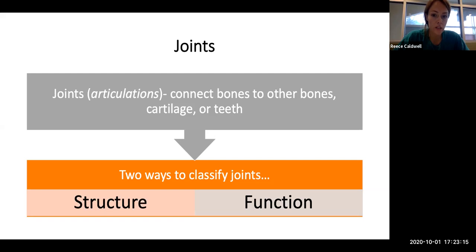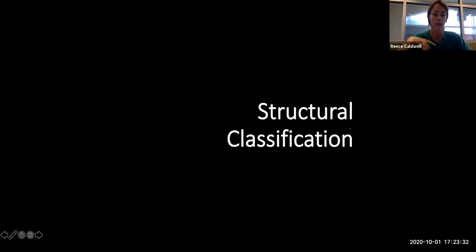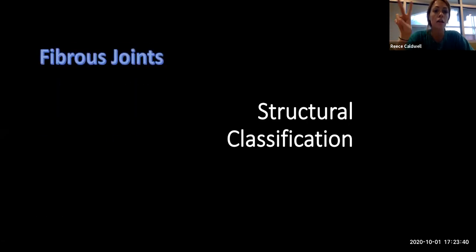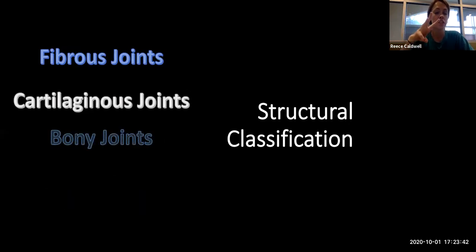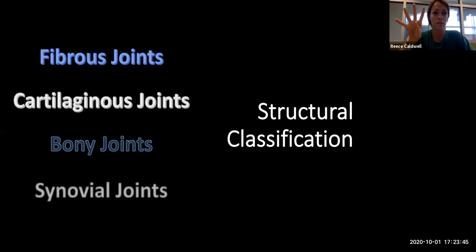So when we look at joints, we can classify them in 2 ways: based off of their structure and based off of their function. When we classify them based off their function, that's when we're primarily looking at synovial joints. For structure, we'll look at 4 different types. So let's start with the structural classification. The 4 structural classifications we have are fibrous joints, cartilaginous joints, bony joints, and synovial joints. These are based off of their structure. So let's look at each individually.